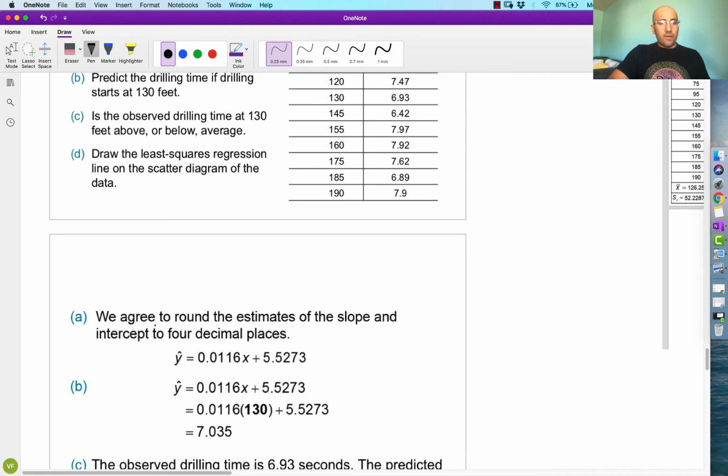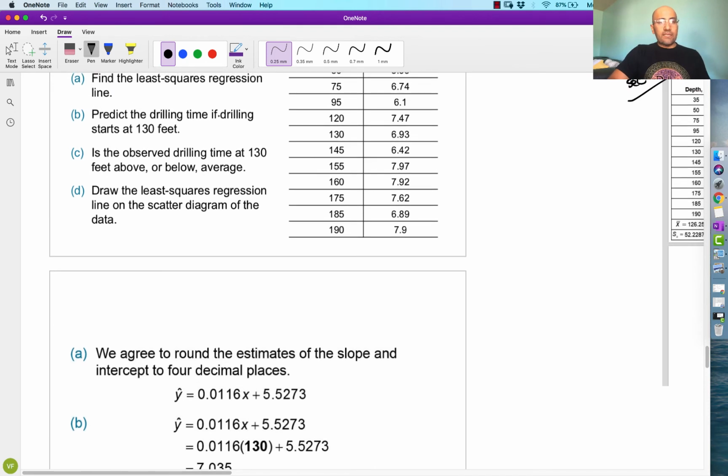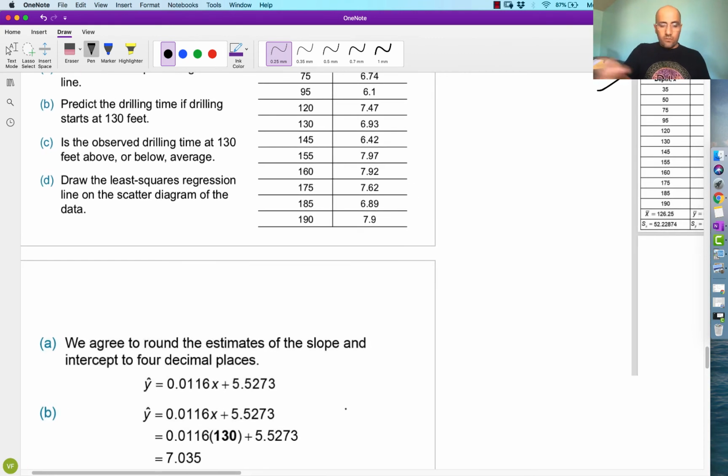Okay, so we agreed around estimates of slope. Okay, so here is what the author came up with. That's what we got. And if we wanted to predict what happens at 130 feet, then we would input x equals 130 feet.